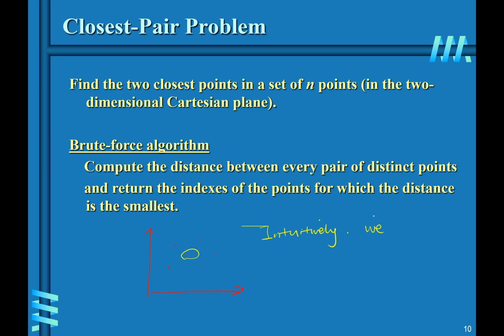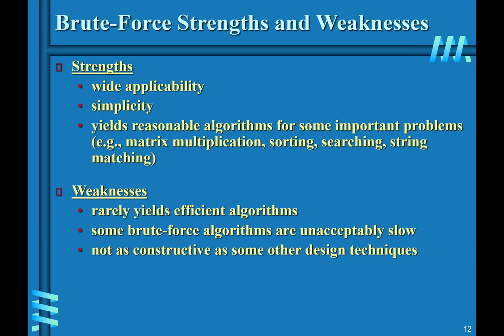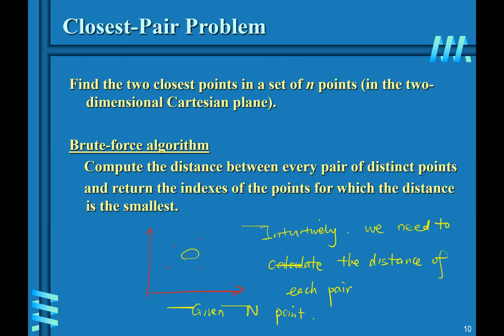So we have to calculate the distance of each pair. Right? So given n points, we will have n choose 2 pairs, right? And it means for every pair, we have to do this calculation.